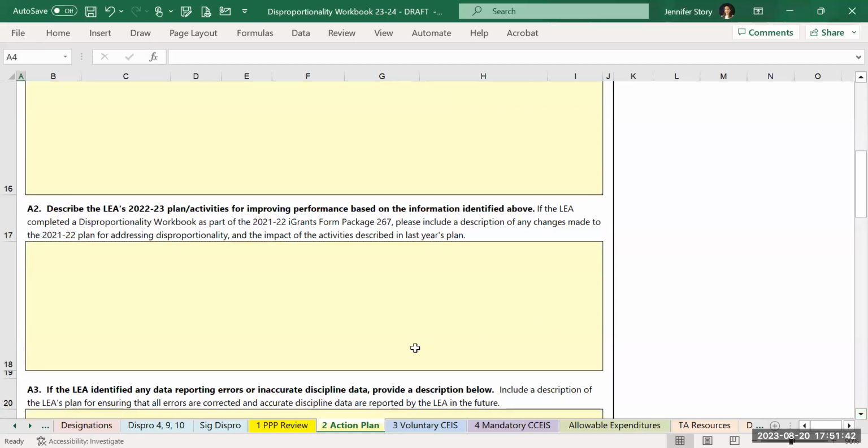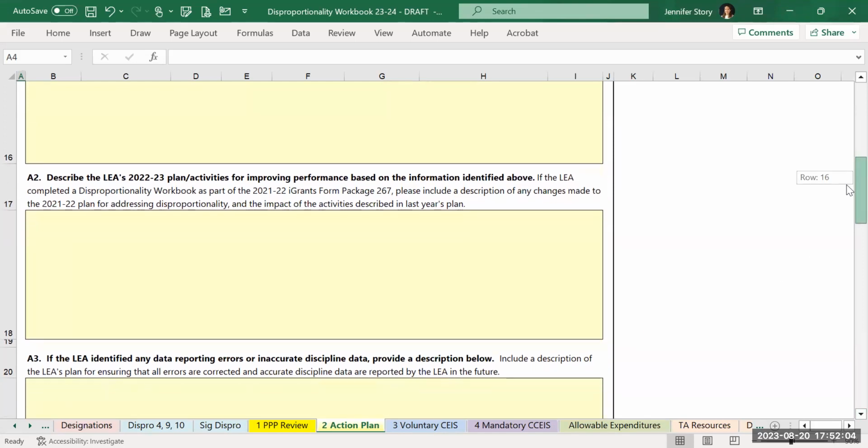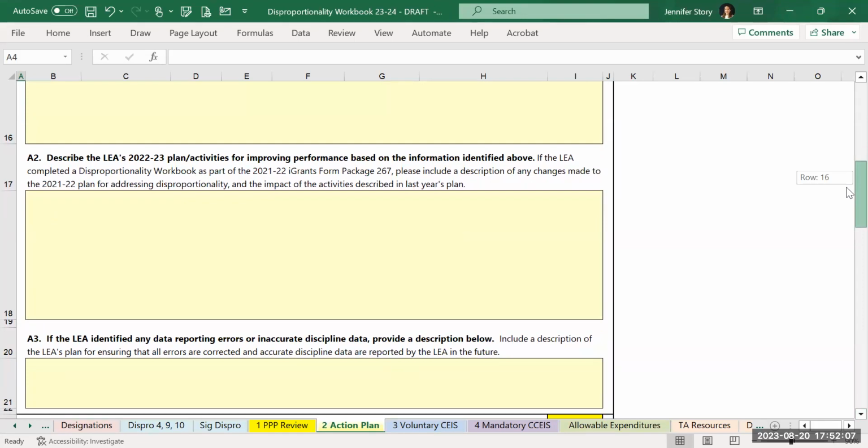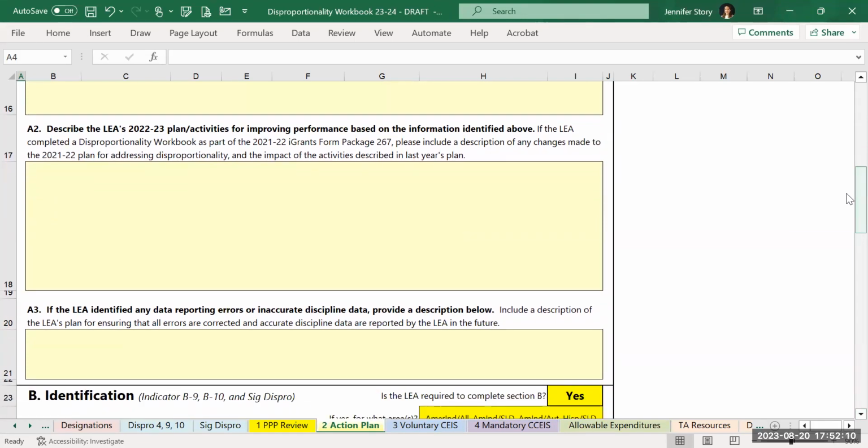And then the second question is to describe for us the activities for improving performance based on the information identified above. So what did you complete? What did you identify as your priorities for addressing disproportionality and the root causes that you've identified, those factors you've identified within your system? If you had to complete a workbook last year, then you can identify for us a description. Please include a description of any changes that were made and the impact of the activities described in last year's plan.